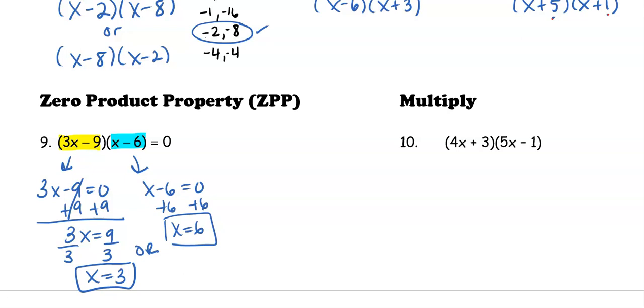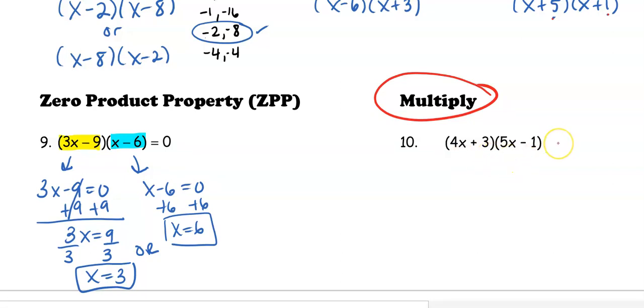And the last one, number 10, notice my directions. They changed a bit here. It says multiply. Sometimes we get into the groove of factoring and we forget when I see these parentheses, there's no equals 0. It doesn't say to solve. I'm not looking for the value of x. I'm looking to multiply here, which you probably know as FOIL.